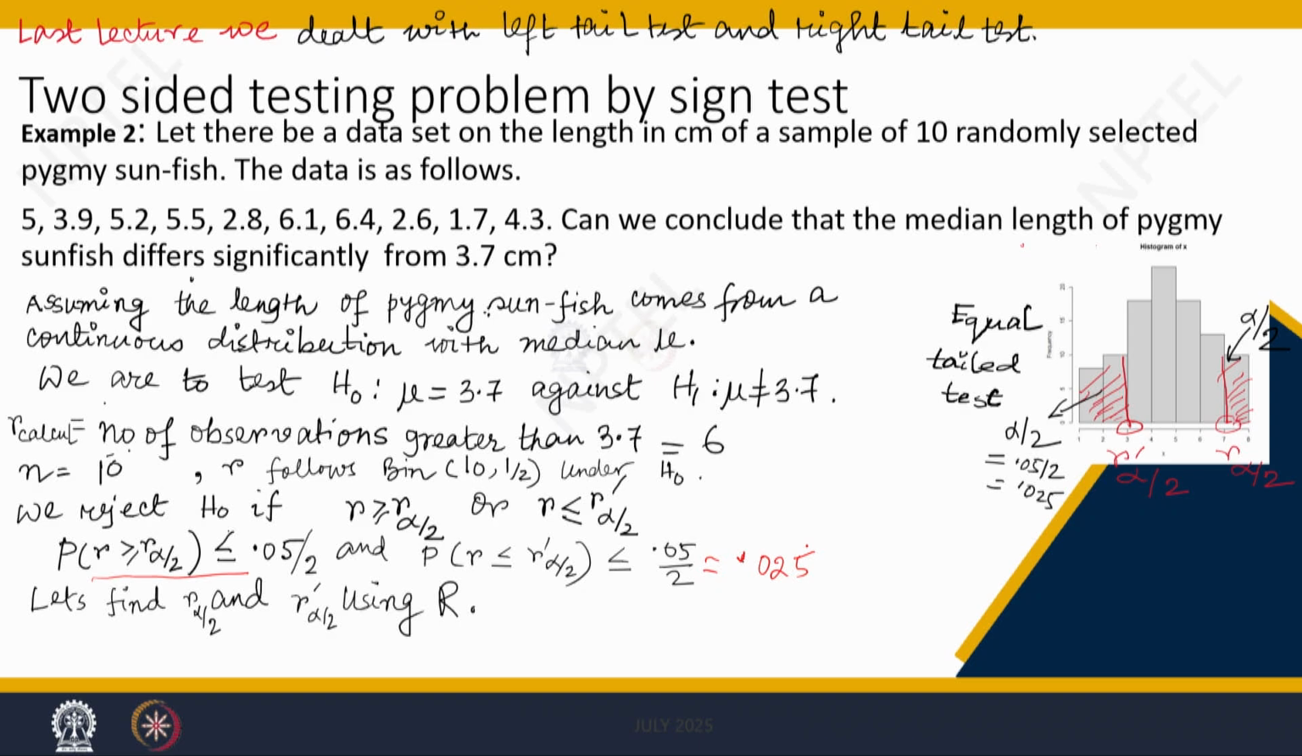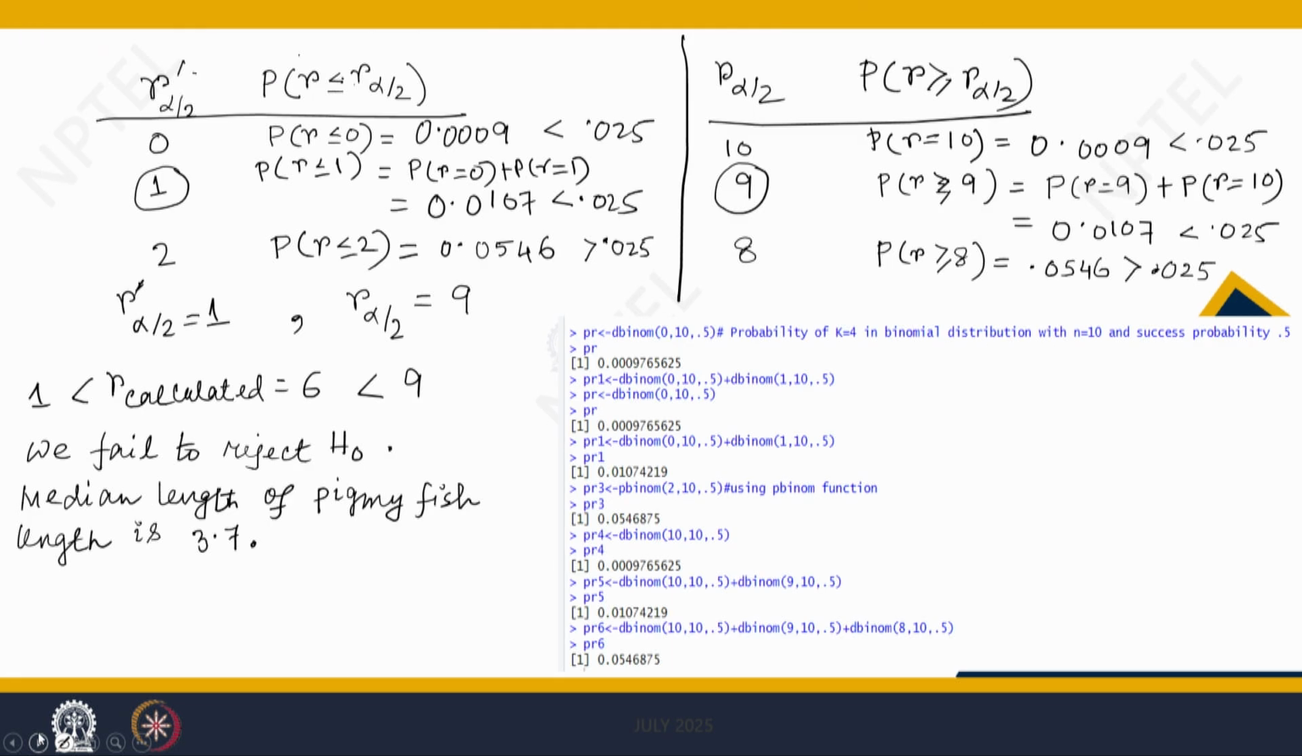Let's find r alpha by 2 and r prime alpha by 2 using R code. You people are already aware of the R code. In the last lecture I taught you that by the command dbinom one can figure out any probability mass in the binomial distribution. So what I am doing for r prime alpha by 2: first I am starting from the left hand side. So what is the smallest number of successes? That is 0. So what is the probability r less than or equal to 0? That is 0.0009.